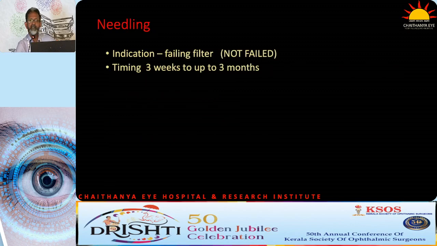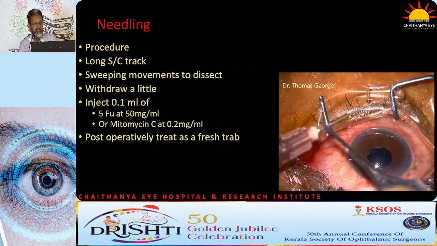The needling typically is for a failing filter and not for a failed filter. Having said this, I would go on to needle a bleb even much later, because it's a lesser procedure than re-exploring or doing a fresh new trab even years down the line. But the ideal timing would be somewhere between 3 weeks and 3 months. That's when the tissues are still healing up and you can release the scar tissue and put an extra dose of antimitotic and hope that it works.